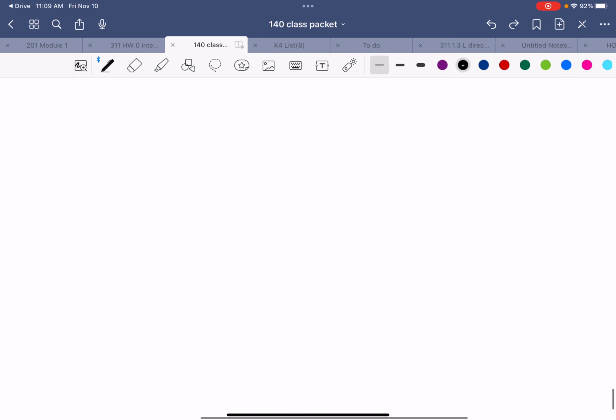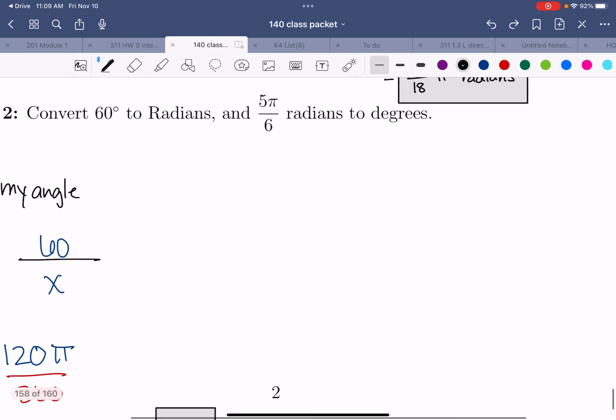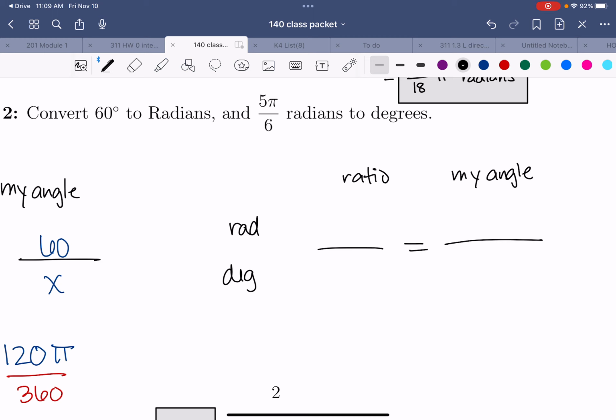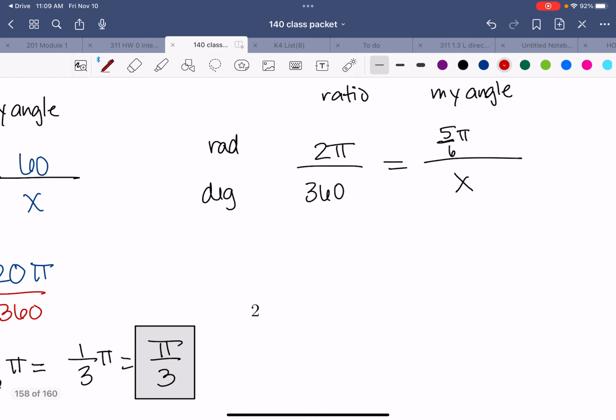So if I set up the same thing for 5 pi over 6 radians, we have the ratio and my angle. We have radians and degrees, and it doesn't matter where you put these things as long as you have the 4 labels. In the ratio, the radians are 2 pi and the degrees are 360. In my angle, I have 5 pi over 6 radians, and I'm looking for the number of degrees. So now we cross multiply. That means I get 2 pi x is equal to 5 pi over 6 times 360.